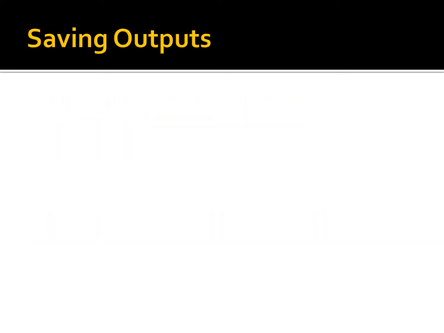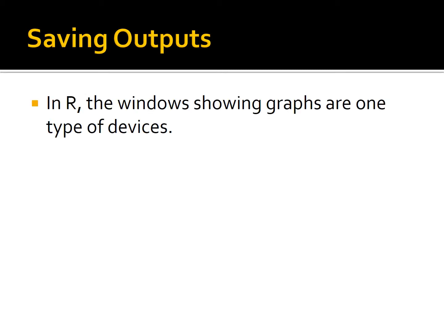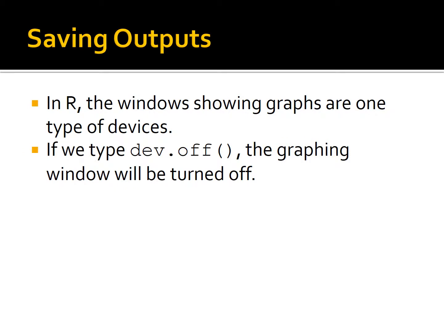Okay, so saving output. Windows in R is one of the devices in R. So when R creates a graph, it needs to provide it in a device, and windows is one method of showing a graph, which is one device. Okay, and if we use dev.off, it means we would like to turn off the device, then the graphing window will be turned off. It will be closed.